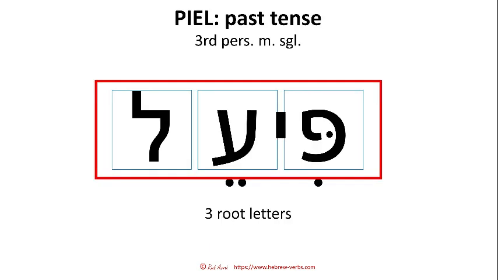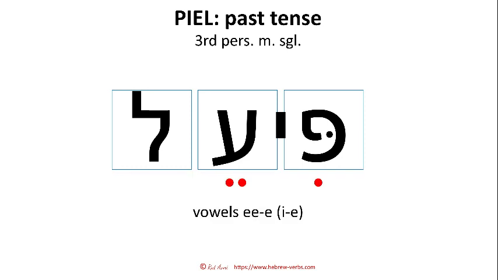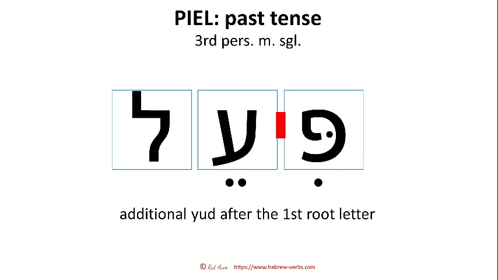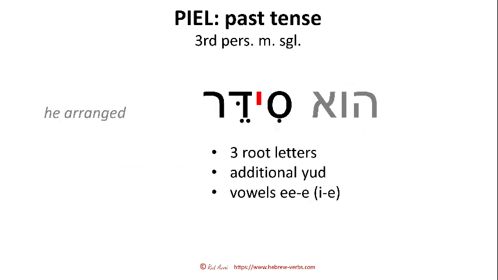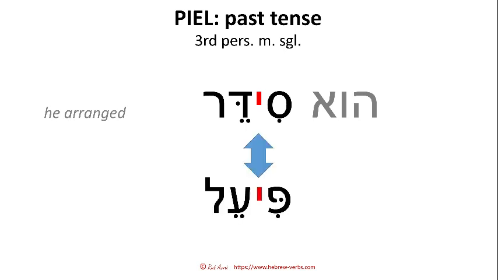So, PIEL, we do here exactly the same, and PIEL is just an example. You do this in every binyan like this. You look at the name, and you have to write it in Hebrew. And here you see 3 root letters. You see the vowels I, E, and you see an additional yud after the first root letter. For example, you come to hu, si, der. What you see here are 3 root letters, the additional yud, and the vowels I, E, si, der, PIEL.